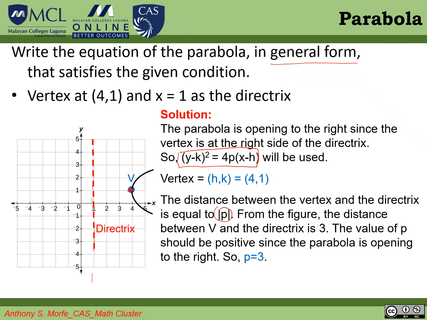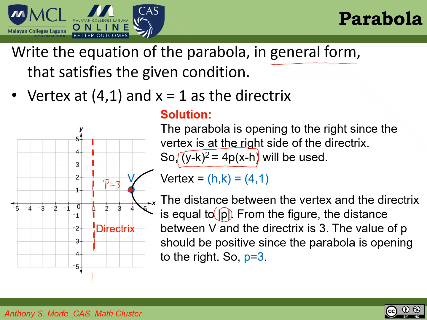So that is how to find P. You just count from here 1, 2, 3. So P is equal to 3. Then the focus is also 3 units to the right. So the focus should be here. But anyway, we're just asked to write the general form of this equation.